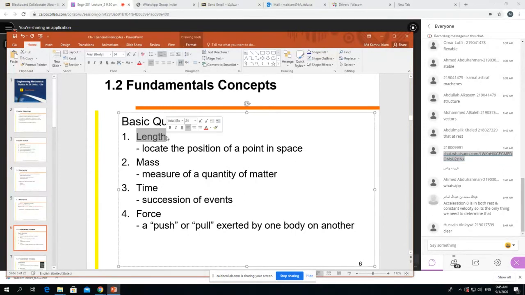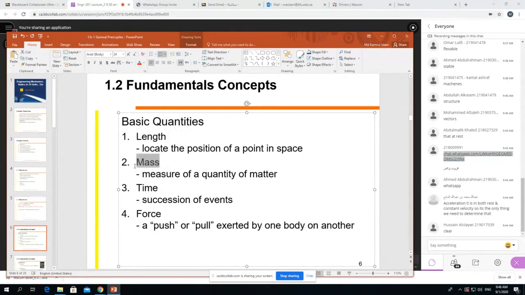Length, right? For everything we measure, we need to know the length, like to locate the position of a point in space. For example, the distance between you and me. Maybe you are sitting somewhere, someone at your home, maybe 5 kilometers, maybe 10 kilometers away. Or you may have gone to a shop where you are buying cloth: 1 meter of cloth, half a meter, or 2 meters. So this is based on length. So this is a basic quantity.